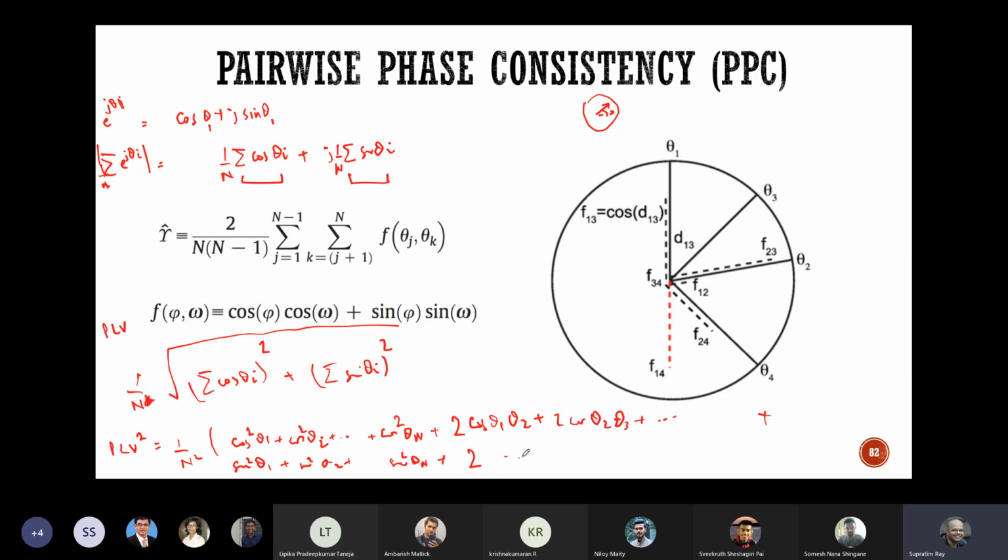Plus all these terms here. Does that make sense? Yes? Have I lost people here or is this fine? Yes, sir. This is fine, right?